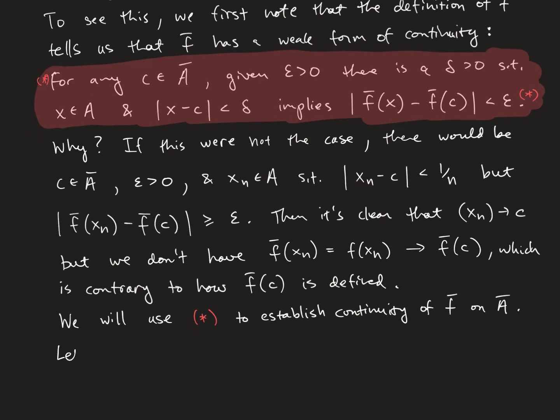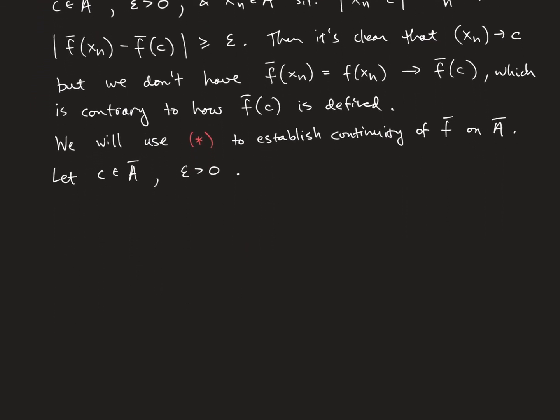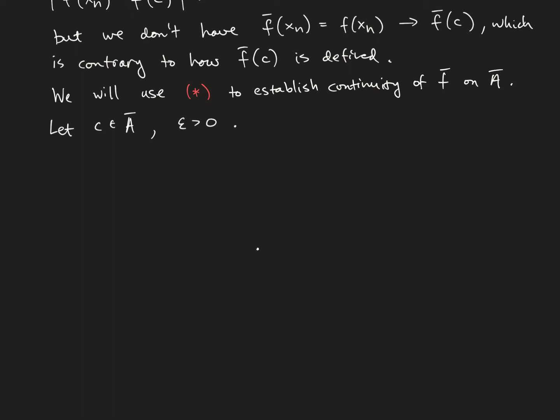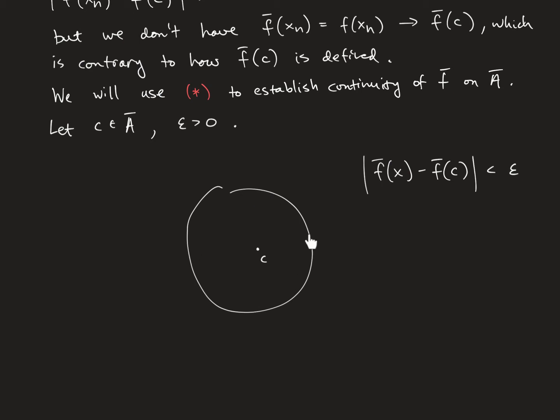So let C be something in A bar and epsilon be greater than 0. All right, so we need some idea for how to do this. Okay, so we want to make F bar of X within epsilon of F bar of C by making X sufficiently close to C. So let's say we have C here. We want to prescribe some delta such that when things are within that delta of C, we have this inequality between the F bars.